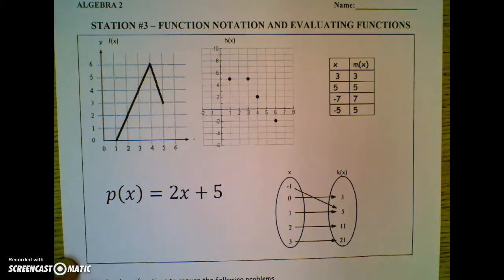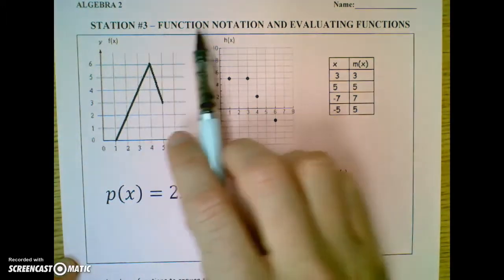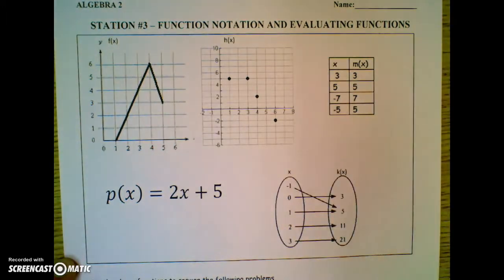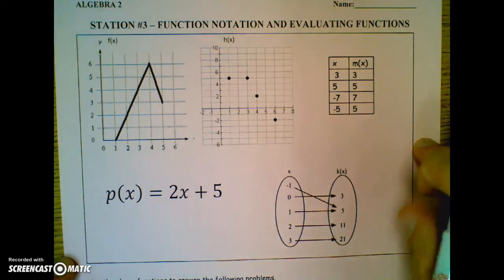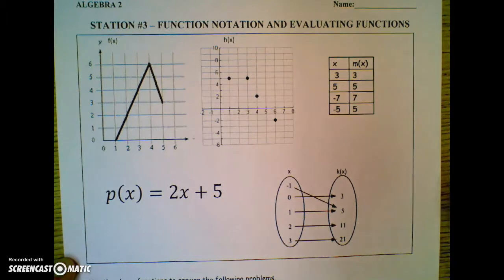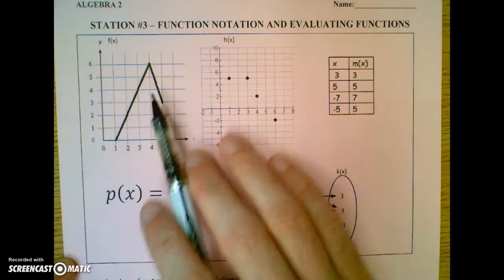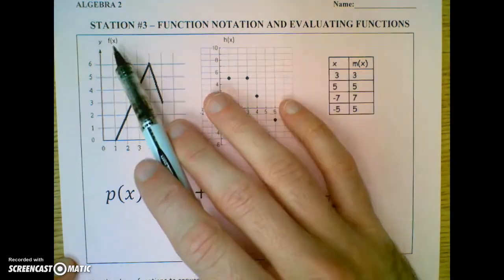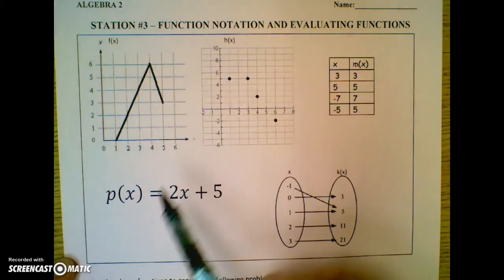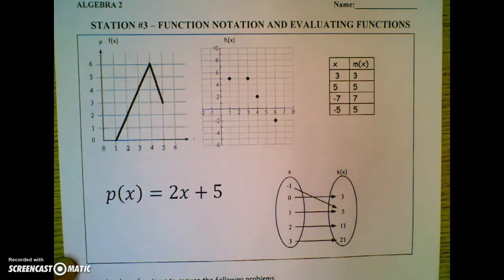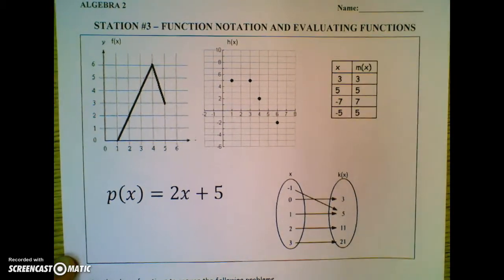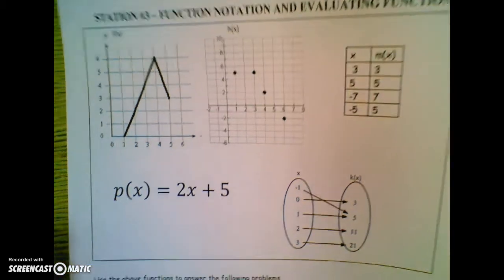We're going to work on station number 3, function notation and evaluating functions. Feel free to fast forward any of the parts that you think you've already got, but I'm going to go through each question so you can get the answers that you can check against your own. With this one, we're given different functions. We have the f function, h, p, k, and m. Each problem will direct me to a certain function that I should be working on. So let's start off with the first problem.